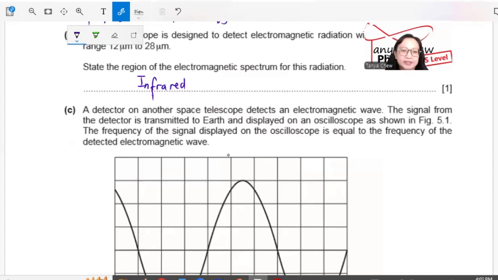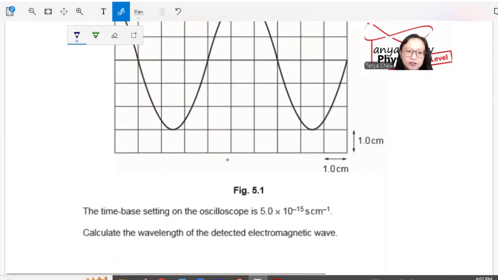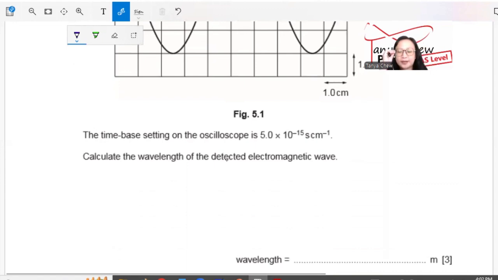C. A detector on another space telescope detects an electromagnetic wave. The signal from the detector is transmitted to Earth and displayed on an oscilloscope as shown in Fig 5.1. The frequency of the signal displayed on the oscilloscope is equal to the frequency of the detected electromagnetic wave. The time-based setting on the oscilloscope is 5 times 10 to the power negative 15 second per cm. Calculate the wavelength of the detected electromagnetic wave.